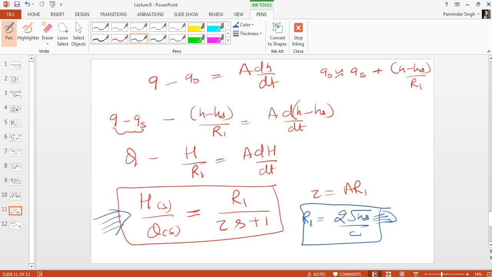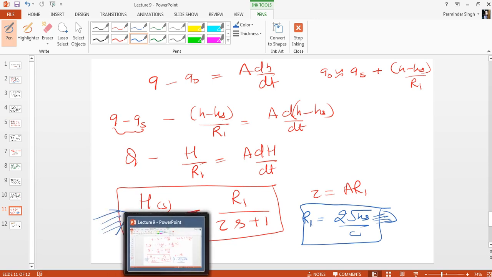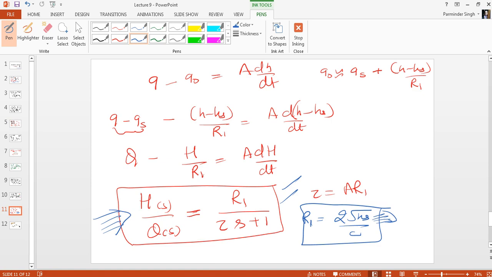So again, whether it's a linear system or non-linear system, for a liquid level tank of first order, the transfer function is always this thing, that is R upon tau s plus 1. Clear?